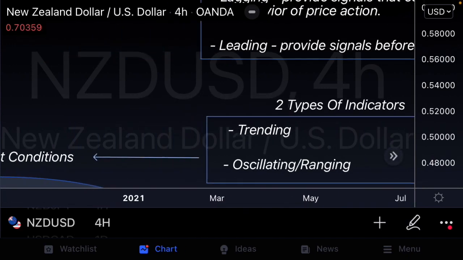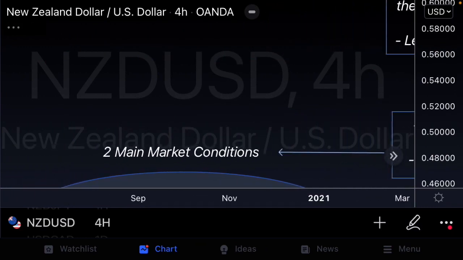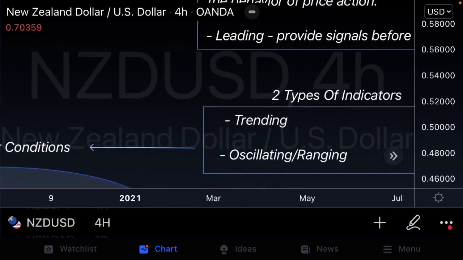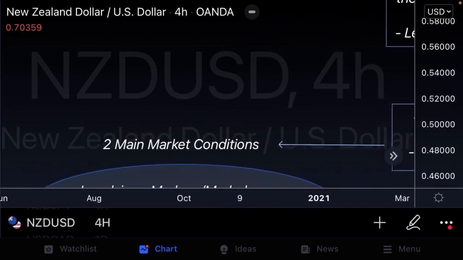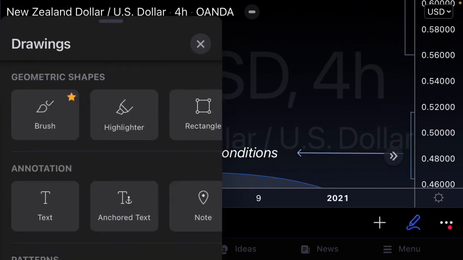Now that we've spoken about the two types of indicators, those two types of indicators, guys, imply that there are two main market conditions that we are trying to trade. We are trying to trade trending market conditions, and at the same time we are trying to trade those oscillating or ranging market conditions. So we know that these two market conditions are basically in one market cycle.